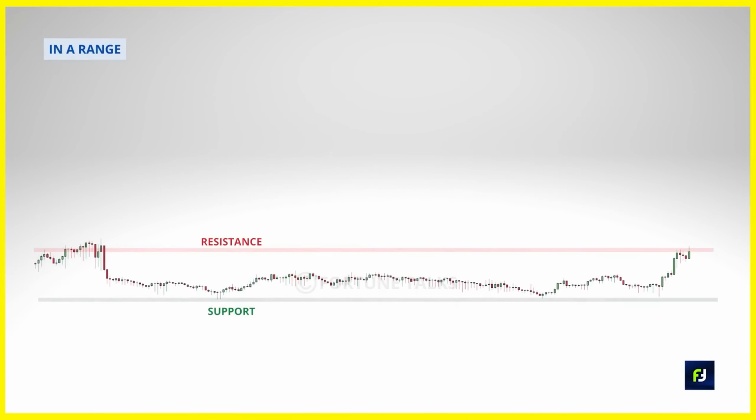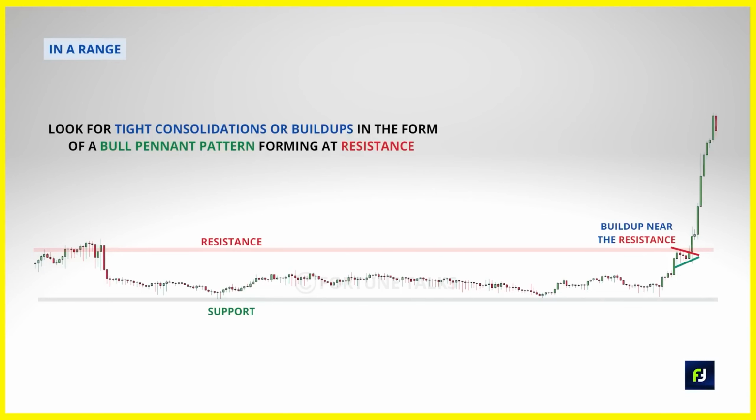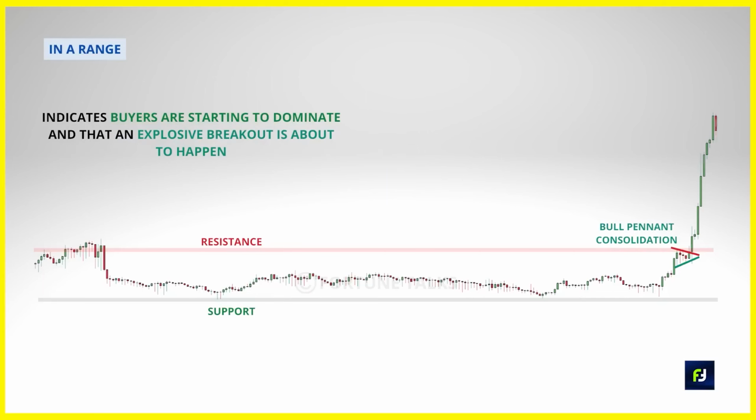Since the bull pennant is a trend continuation pattern, you might have the idea that this type of setup is unfavorable in a range market. So how exactly are we planning to trade the range market? Literally speaking, we are not trading the range market. Now, what am I suggesting? It means that instead of trying to buy the highs and lows within the range, we wait for the range to potentially end. That is, we look for tight consolidations or build-ups in the form of a bull pennant pattern which is forming near the resistance level. So the moment you see a bull pennant forming at the resistance, it tells you that the buyers are starting to dominate and an explosive breakout is imminent.